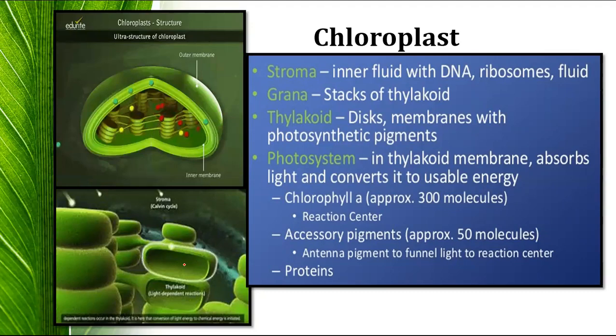In these photosynthetic pigments, light energy is absorbed and converted into chemical, usable energy. The photosystem is present, and in the photosystem, chlorophyll A is the reaction center of photosynthesis. Some accessory pigments are also present, and they absorb and transfer energy to chlorophyll A. So the chlorophyll, accessory pigments, and proteins are present inside this thylakoid membrane.